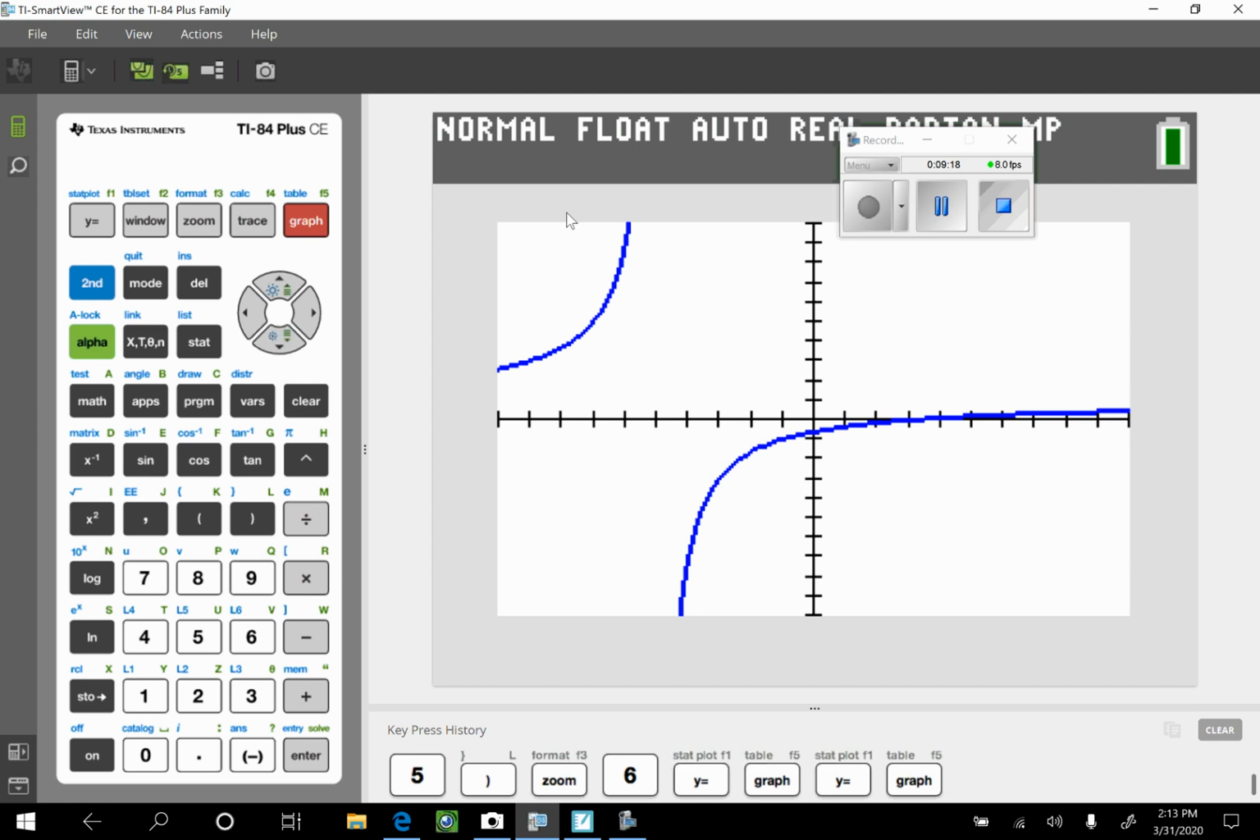I could find that with my table. And what's going on right here is that excluded value. We're going to call that a vertical asymptote.